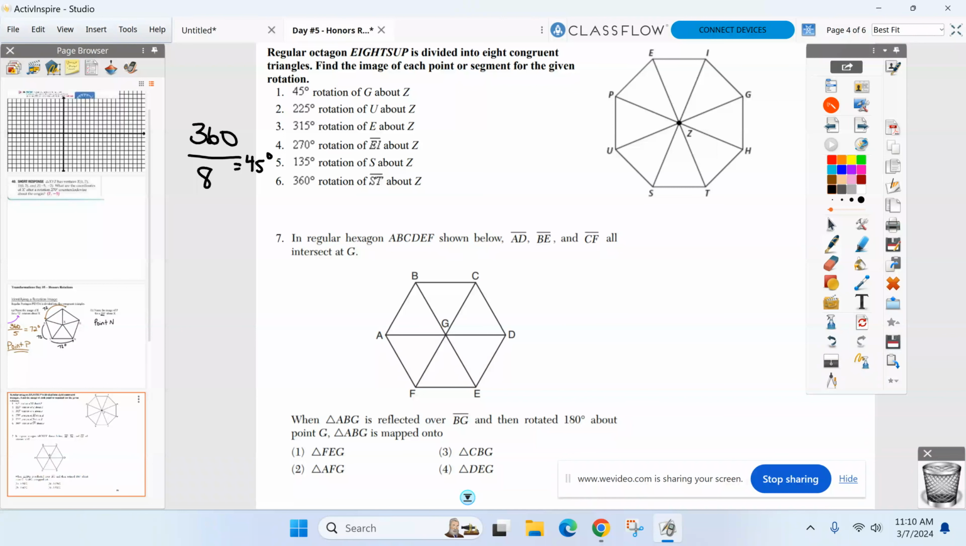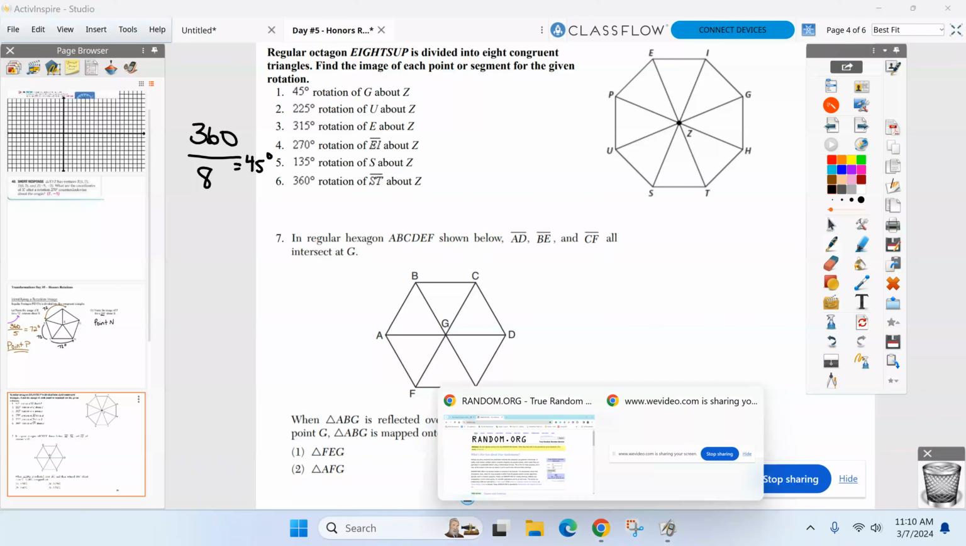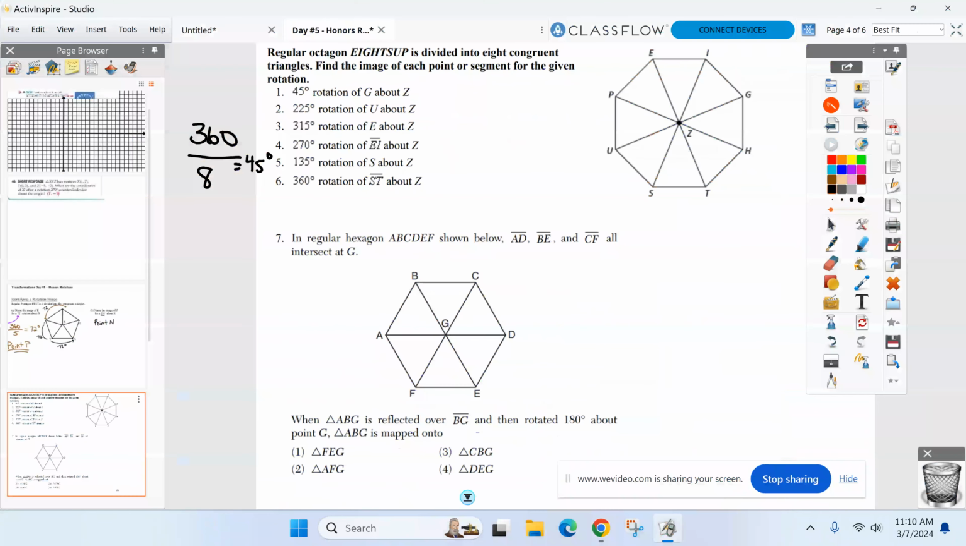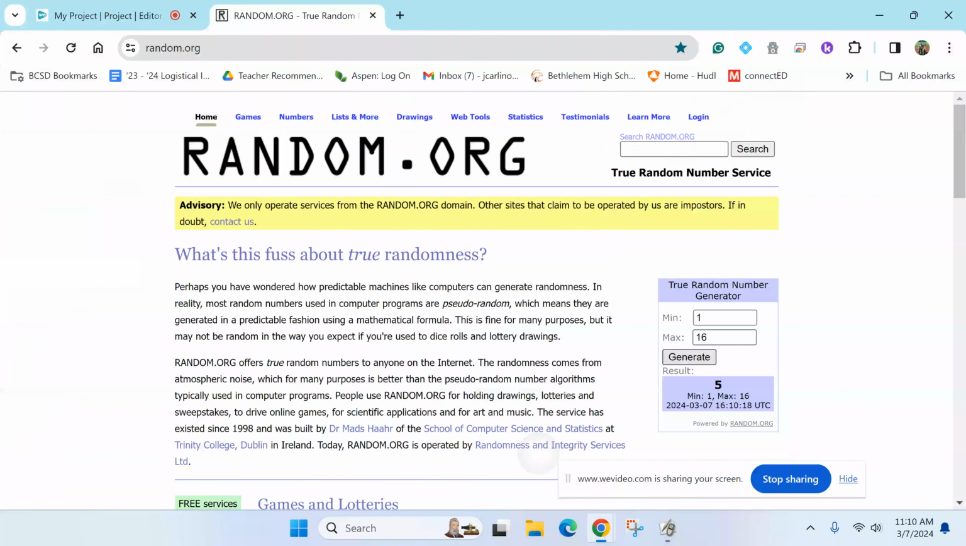All set? Okay, here we go. Let's go through here. Question 1, where do we end up at? What vertice do I end up at? Question 1, Haley, where do we end up at? I. Good work. Question 2, now we're going 225 degrees. What vertice do I end up with? Gianna, where'd you end up?